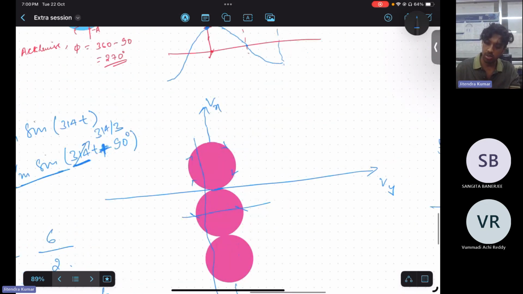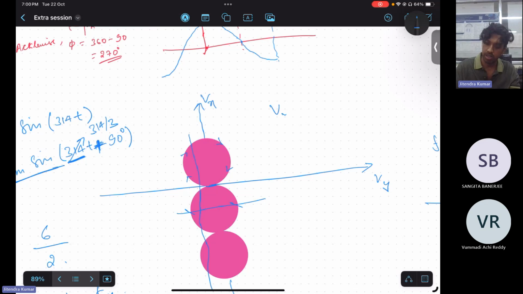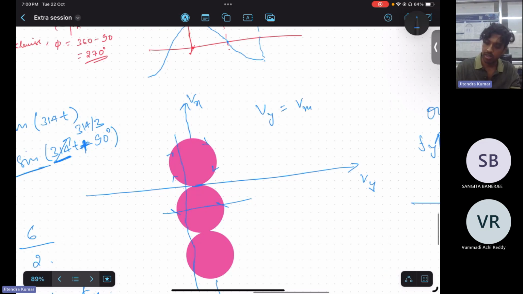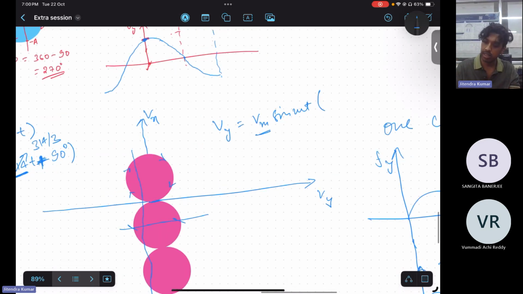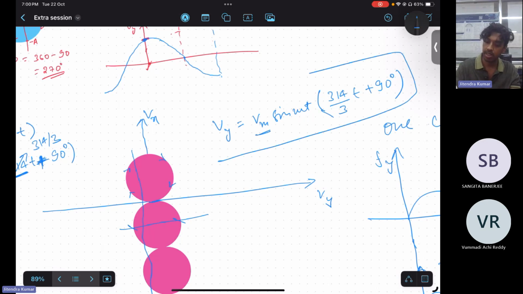So the new equation for this question: Vy will be Vm sin omega t. If the radius of circle remains same, then this Vm should be same. Sin(omega t) with omega as 314 by 3, t plus 90 degree. So that should be the answer for this problem.